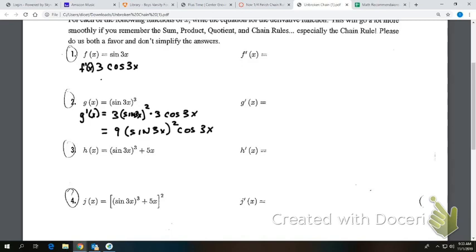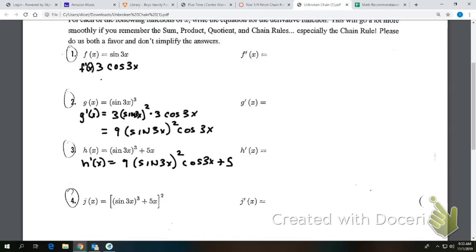Okay, now look at h of x. I'll let you all get this. Everybody get this? Everybody up to here with me? Okay, what's h prime of x? Hey, didn't I just find this derivative? It's that. So h prime of x would be this. I'm going to write it again. 9 sine of 3x squared cosine 3x plus, guys, what's the derivative of 5x? Plus 5. Okay, now look at number 4.